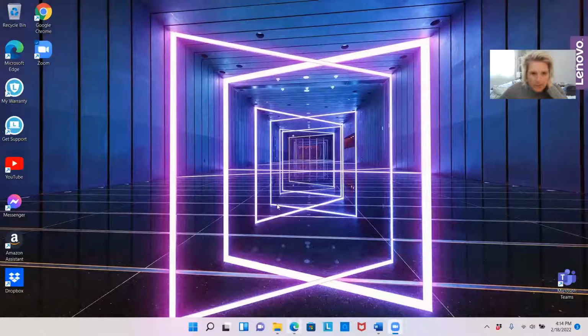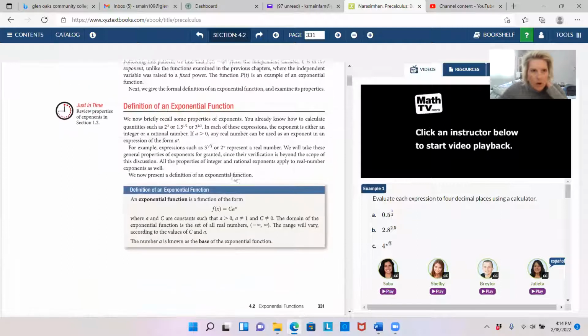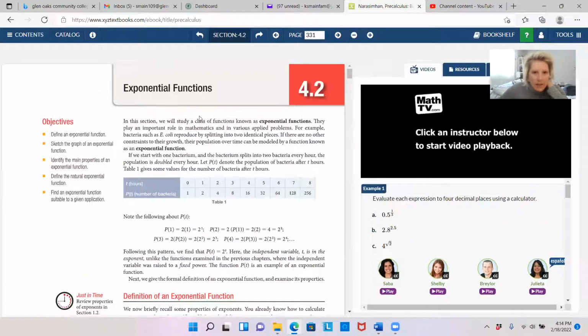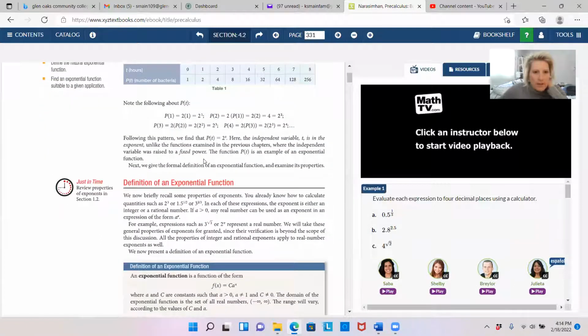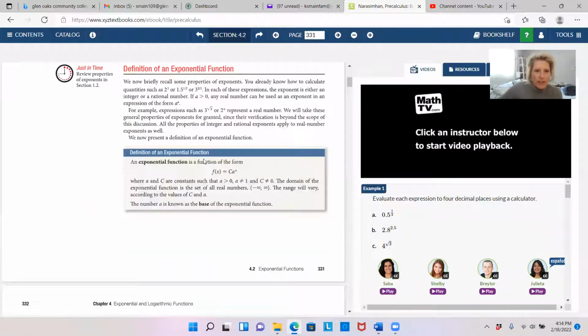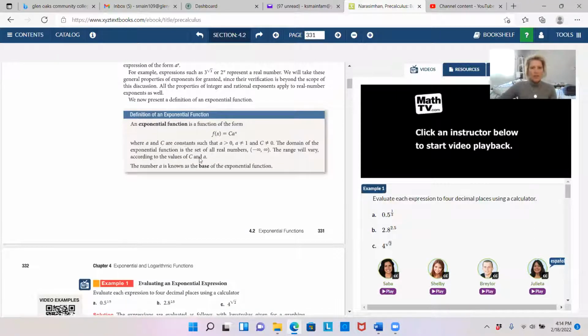If you open your book to 4.2 on page 331, we introduce the exponential function. The exponential function, I want to define it here, is a function where you have a coefficient c out in front. C cannot be 0. It can be less than 0. It can be greater than 0, but it can't be 0. And then a is your base on your exponent. And a has to be greater than 0, but it can't equal 1. So that's going to lead us to two situations we're going to look at in a minute.